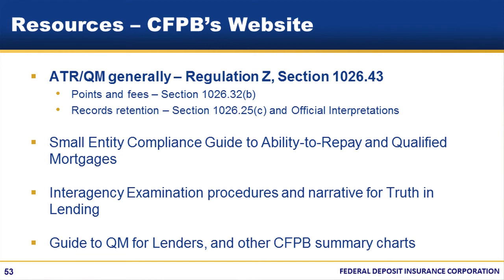The slide lists the specific sections of Regulation Z that are relevant to the ability to repay and qualified mortgage provisions. The Small Entity Compliance Guide to ability to repay and qualified mortgages. The Interagency Examination Procedures and Narrative for Truth in Lending generally are also available. You'll find the examination procedures and instructional narrative for the ATR-QM rule, Section 1026.43, included there. There are several excellent summary charts relating to ATR-QM, including a guide to QMs for lenders. The CFPB has also prepared some charts that are particularly geared towards small creditors.